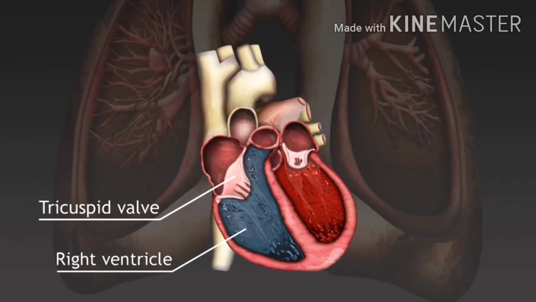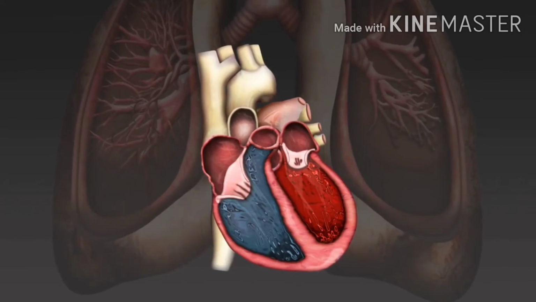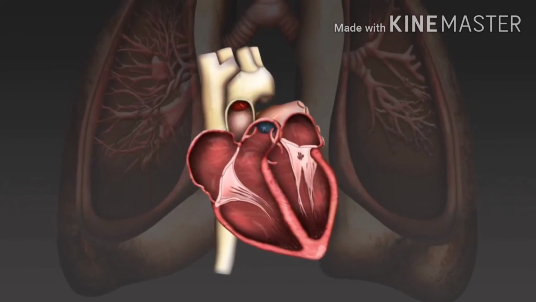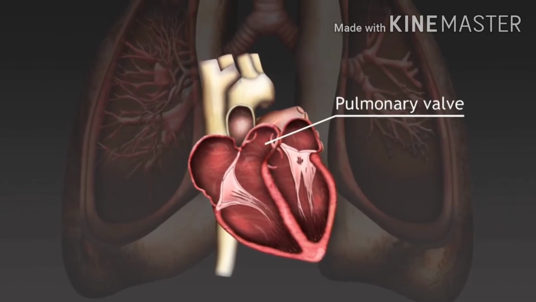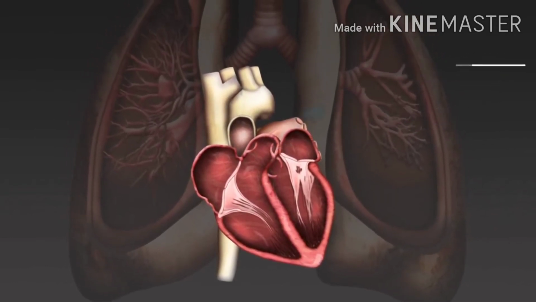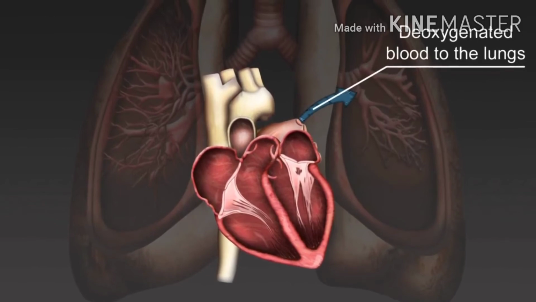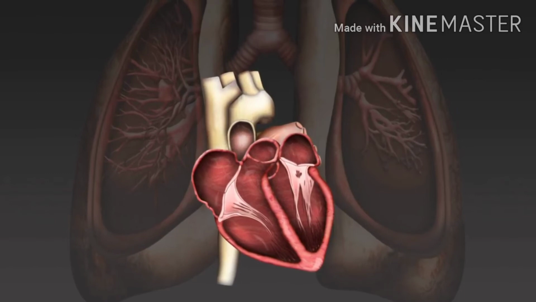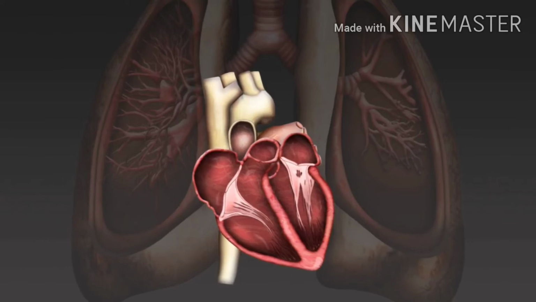Once the right ventricle fills with blood, the tricuspid valve closes, preventing the backflow of the blood. The right ventricle contracts, forcing the pulmonary valve to open as the blood is pumped into the pulmonary artery. The blood then travels to the lungs and the pulmonary valve closes. At the same time, the right atrium relaxes, ready to accept the next intake of blood. In the lung, the blood picks up oxygen and releases carbon dioxide.